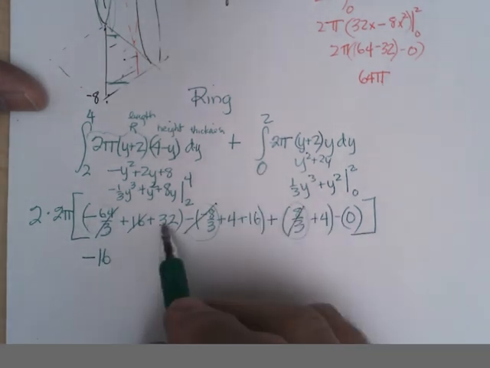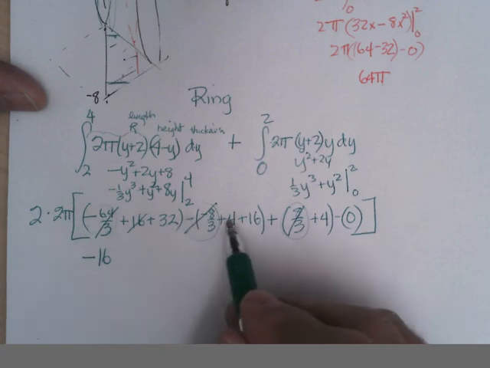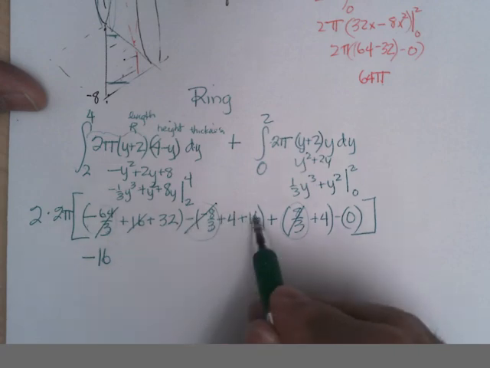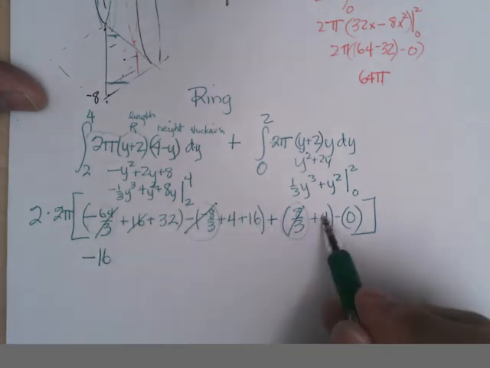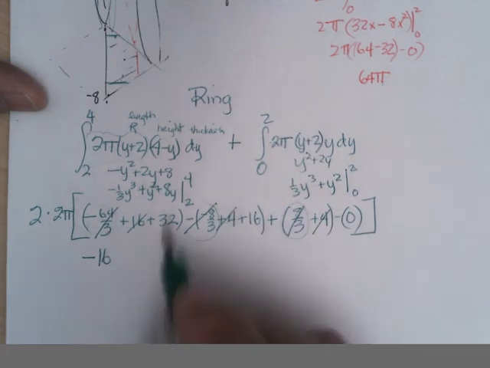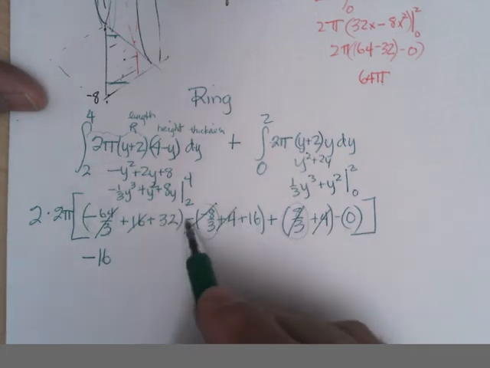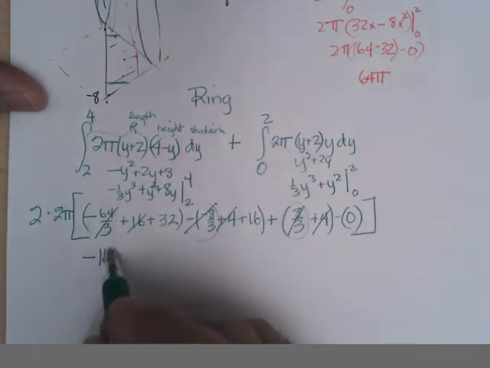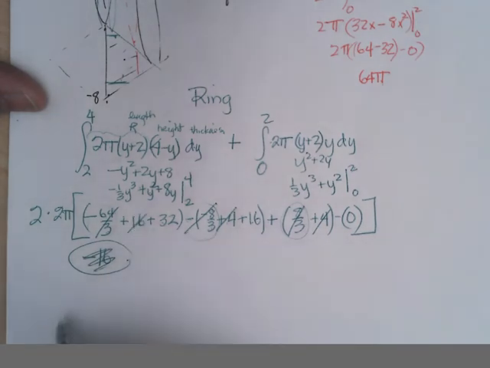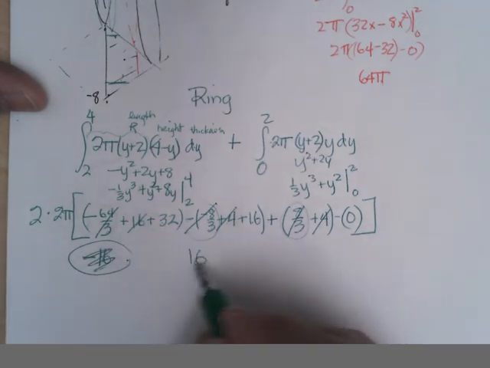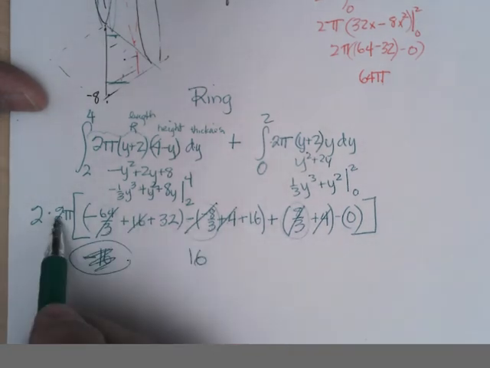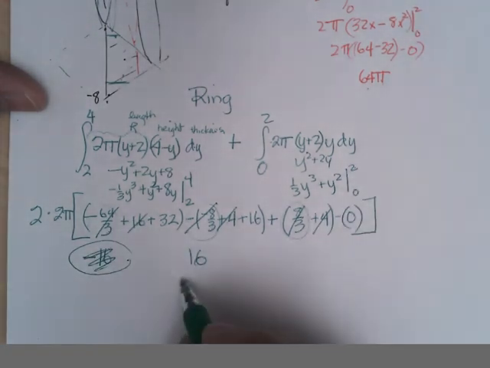So then I have 32 minus 4 minus 16, but then I have plus 4, so the minus 4 and the plus 4 cancel. So I have 32 minus 16, which is, this is gone now because I canceled it. So I get 16 times 4 pi, which is 64 pi.